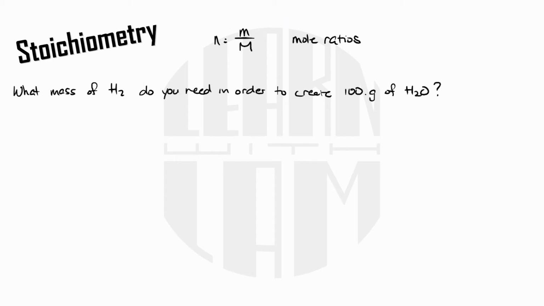The first thing we need to do in any stoichiometry problem is create a balanced chemical equation. So for the formation of water, we have H2 plus O2 makes H2O. I'm going to space these out because I'm going to be writing a lot of information underneath, and I also need to make sure I balance this equation.